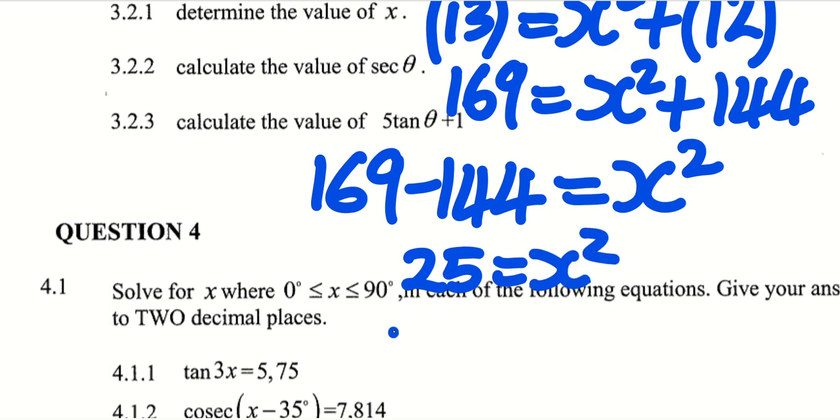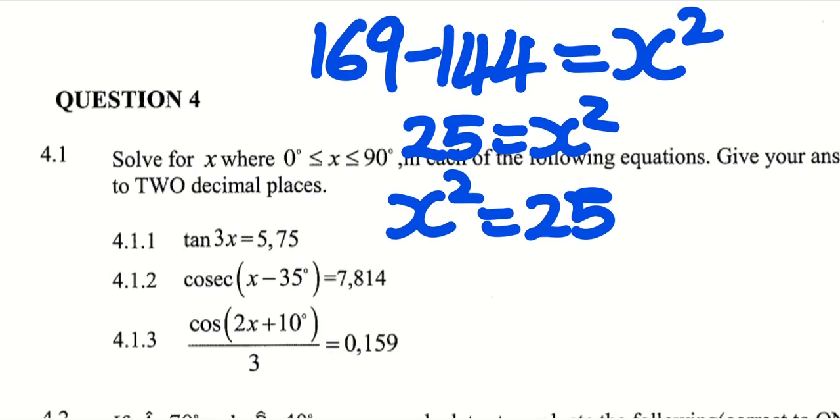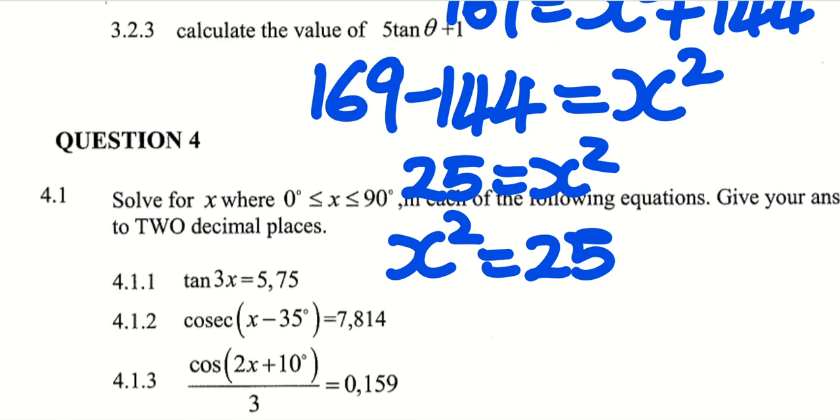So in other words, we have 25 equals x squared. You can rearrange it and write it as x squared equals 25. If I'm moving everything from the left to the right and from the right to the left, I don't have to change the signs. It's like saying 25 equals x squared is the same as x squared equals 25. So I switched both sides, so I don't have to change the signs. So it's x squared equals 25.